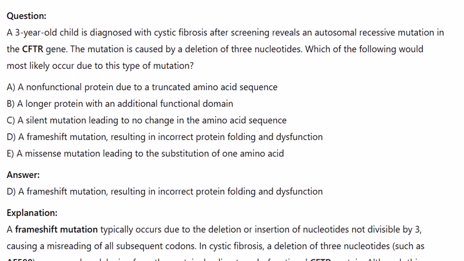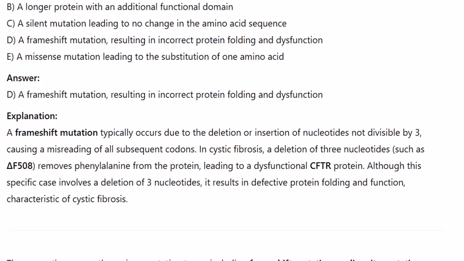Explanation: a frameshift mutation typically occurs due to the deletion or insertion of nucleotides not divisible by 3, causing a misreading of all subsequent codons. In cystic fibrosis, a deletion of 3 nucleotides, such as delta F508, removes phenylalanine from the protein, leading to a dysfunctional CFTR protein. Although this specific case involves a deletion of 3 nucleotides, it results in defective protein folding and function, characteristic of cystic fibrosis. These questions cover the various mutation types.